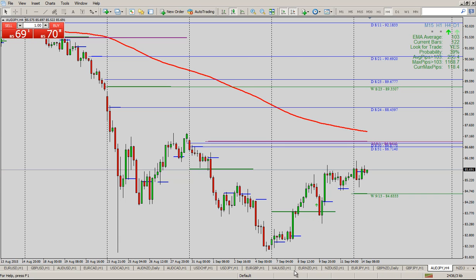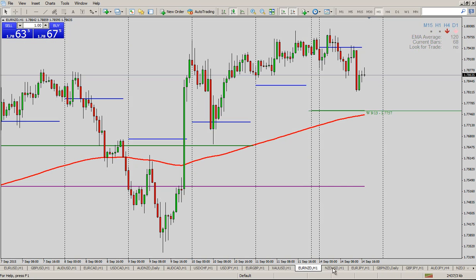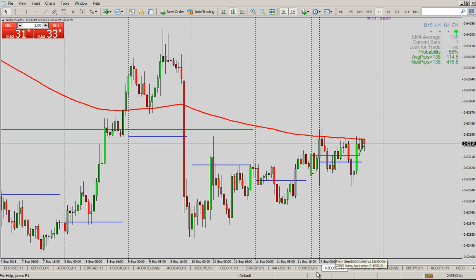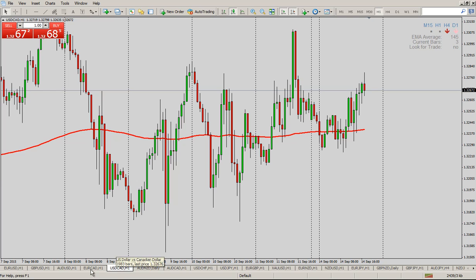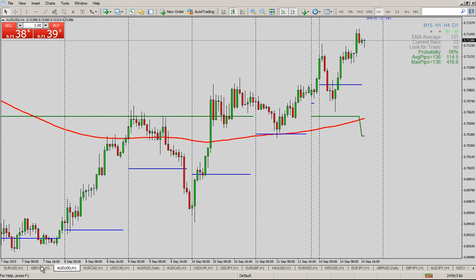Some of these other pairs are looking very interesting as well. Euro New Zealand looks good. We've got some good setups there. New Zealand dollar looks good. We've got good setups there. And we're going to talk about all of these things and how they're going to play out this week. We have so many things to talk about.